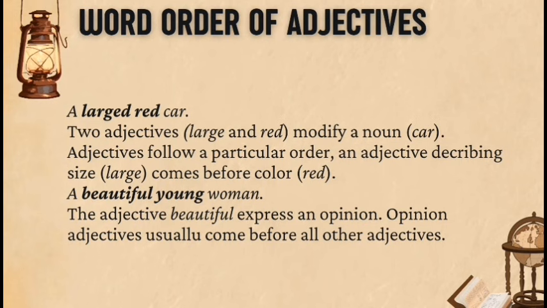Word order of adjectives. A large red car. Two adjectives, large and red, modify a noun, car. Adjectives follow a particular order. An adjective describing size, large, comes before color, red. A beautiful young woman. The adjective beautiful expresses an opinion. Opinion adjectives usually come before all other adjectives.